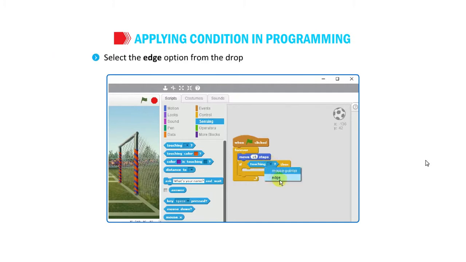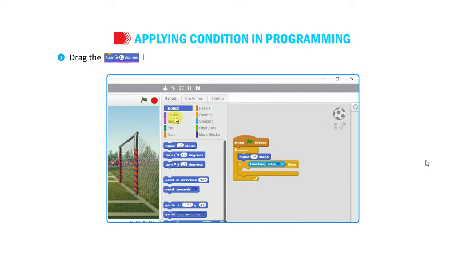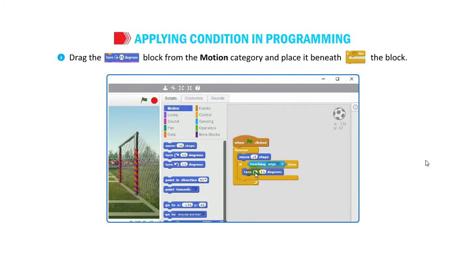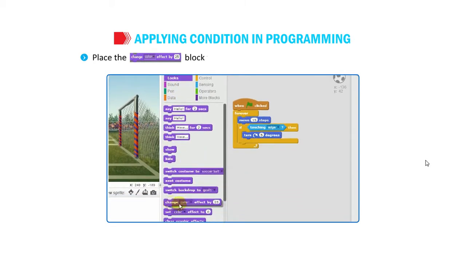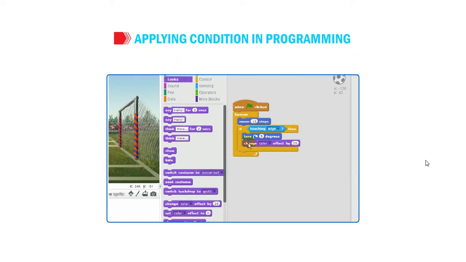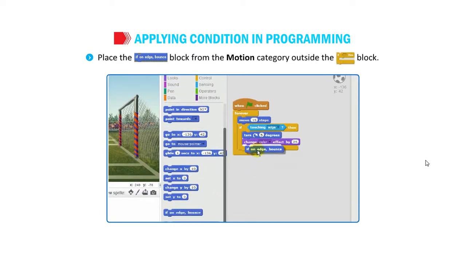Select the edge option from the drop down menu of the touching block. The touching edge block lets you check whether the sprite is touching the edge of the stage or the mouse pointer. Drag the turn 15 degrees block from the motion category and place it beneath the if then block. Change the value from 15 to 5. Place the change color effect by 25 block from looks category under the turn 5 degrees block. Place the if on edge bounce block from the motion category outside the if then block.